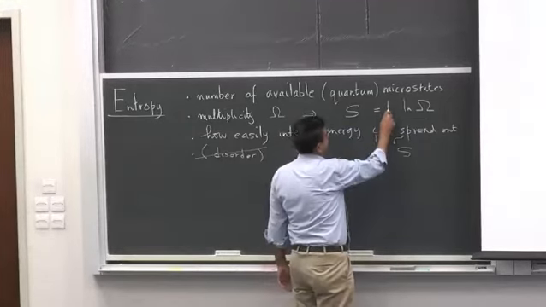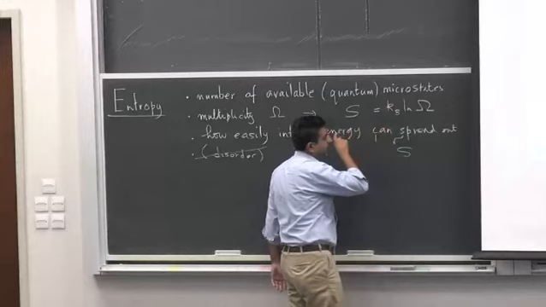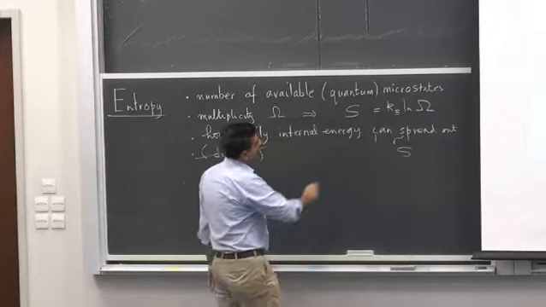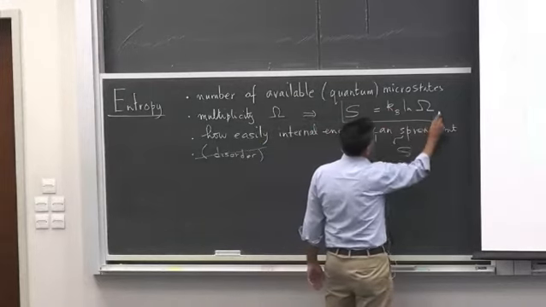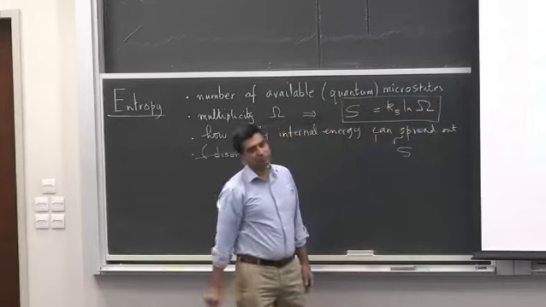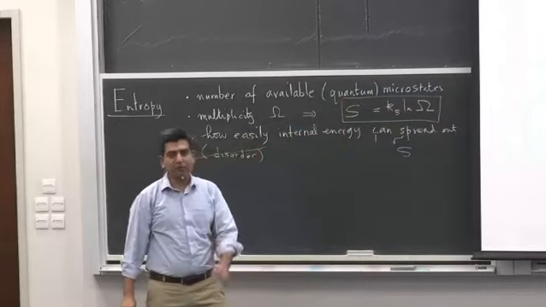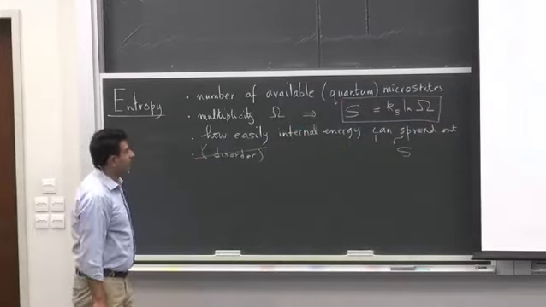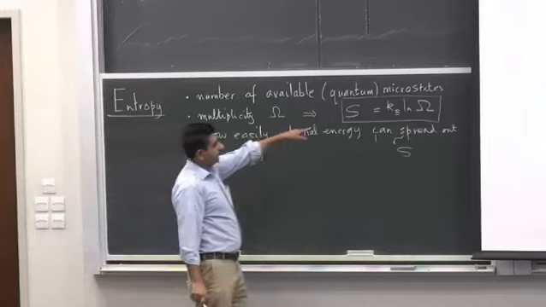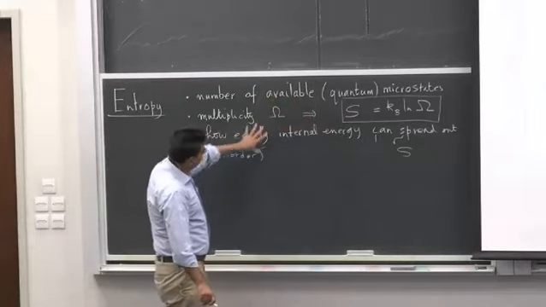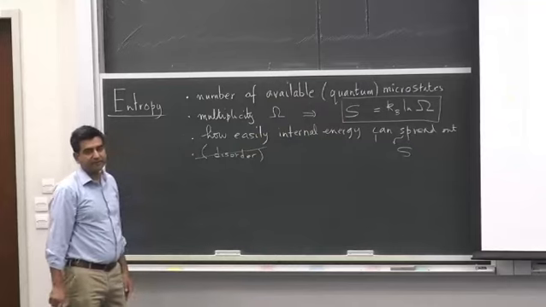And traditionally, you would like to multiply this with a k_B as well. So this formula actually is due to Boltzmann, and it's engraved on his tombstone as well. It's such an important formula. So this is the mathematical definition of entropy. But all of these different concepts show us what entropy really is.